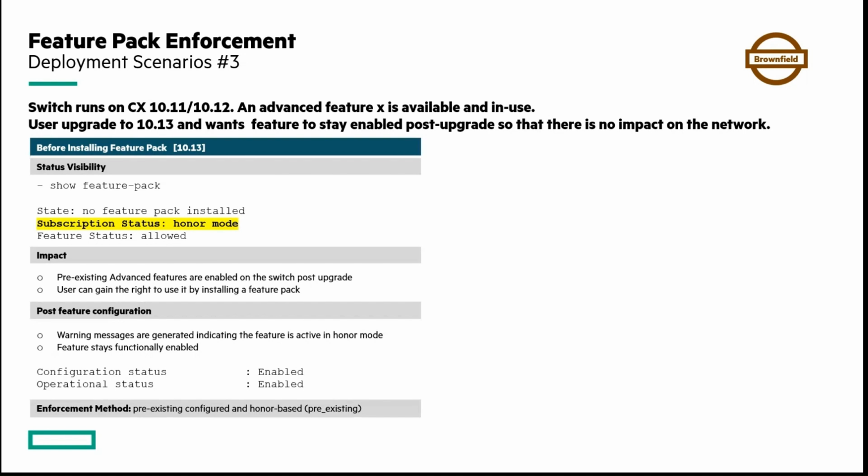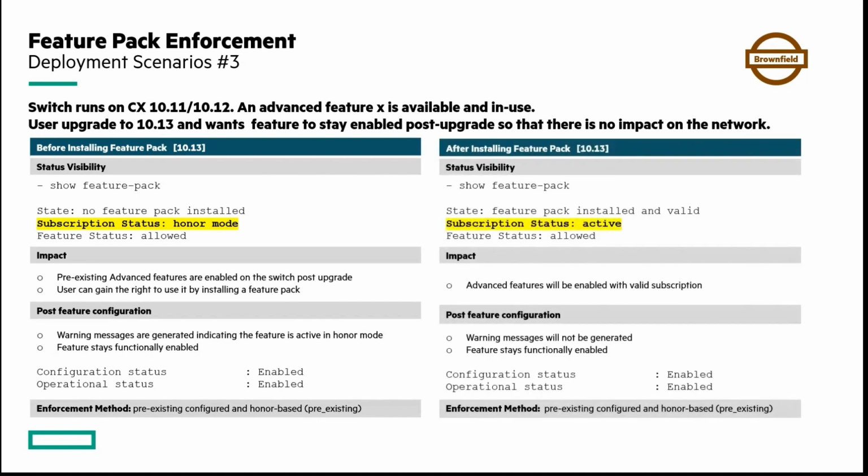After the user installs a valid feature pack, the state will be changed to feature pack installed and valid. Subscription will move to active mode and the feature will still be allowed. The only difference is that now no warnings will be generated anymore.